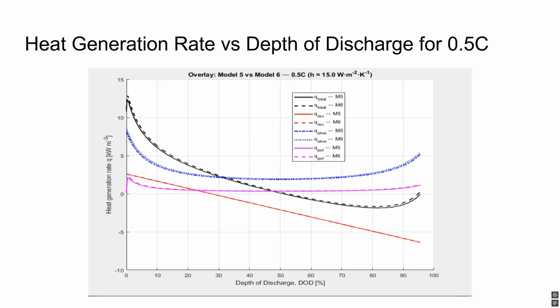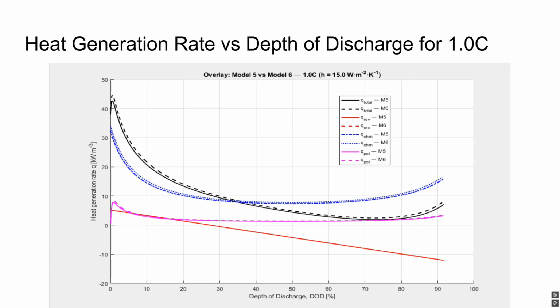And then I had started working on the heat generation rate versus the depth of discharge of the batteries for both Model 5 and Model 6. I had made separate plots as a way to compare both Model 5 and Model 6 for each discharge rate that they both share. So this first one is at the discharge rate of 0.5 C. And you can see that the plots are quite similar to each other between Model 5 and Model 6.